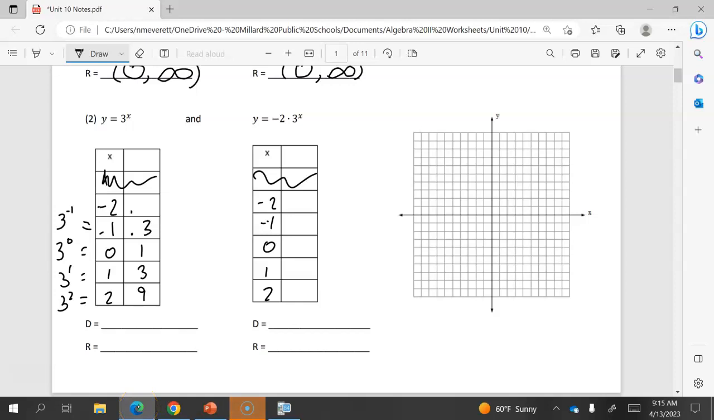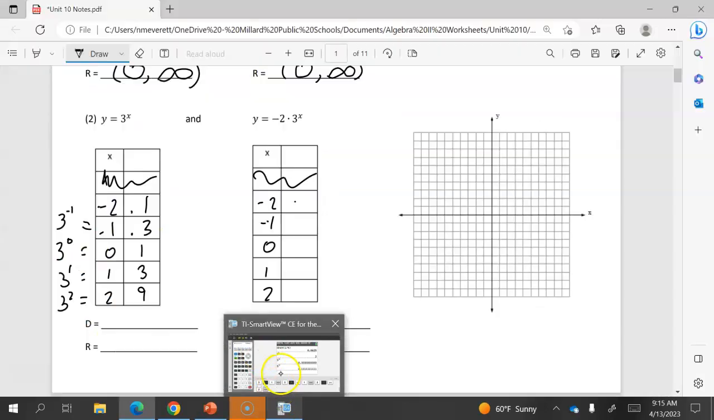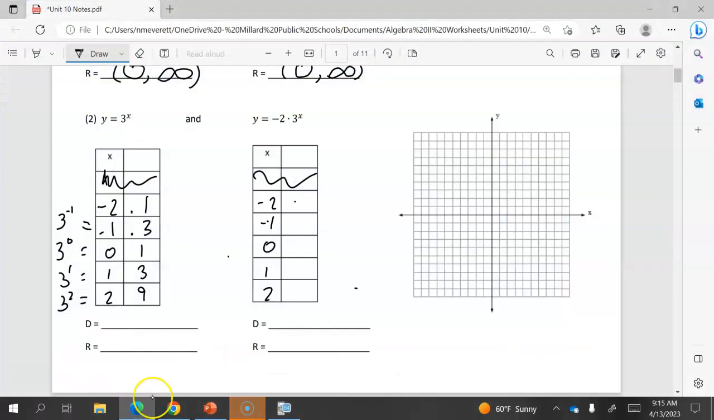Or about not -1, about 0.1. Let's grab this one here. Now, you're doing the same thing, but you are going to multiply by -2. And actually, what you can do is just plug this straight into your calculator.